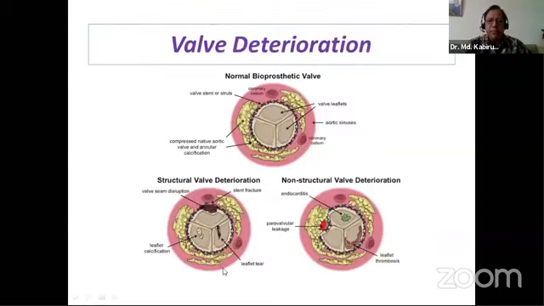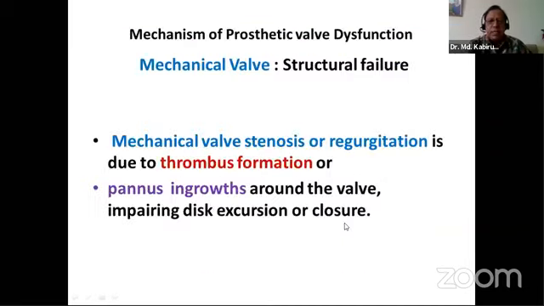This is an example of the prosthetic valve. This is the normal prosthetic valve. And there is valve stent disruption, stent fracture, leaflet tear, and leaflet calcification. Another example of paravalvular leakage, leaflet thrombosis, and infective endocarditis. Now, what are the mechanisms of the structural failure of the mechanical valve?